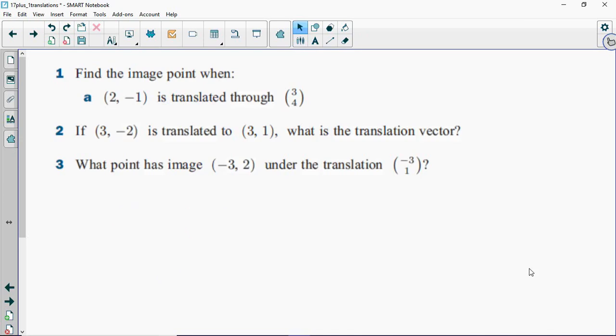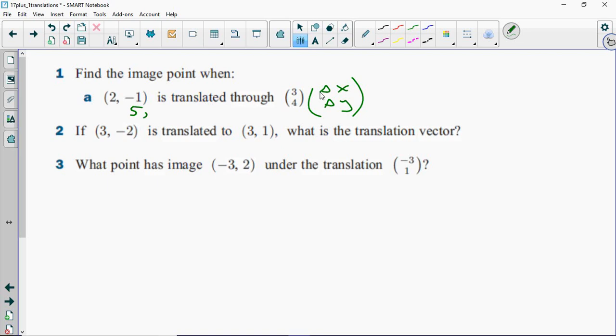So let's look at some questions. These three are all asking basically the exact same thing, just in slightly different ways each time. First question, we have the point 2, negative 1, and it's being translated through the vector 3, 4. What that means is that it is moving 3 units to the right. You could think of that as a delta x, and it's moving 4 units up, delta y. So where does 2, negative 1 go? Well, if it's 3 units to the right, that's going to be 5, and if it's 4 units up, that's going to be 3, and we're done.